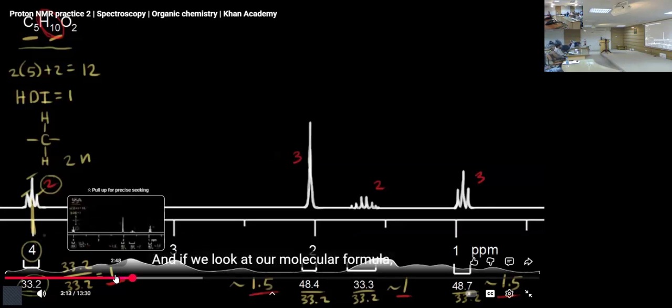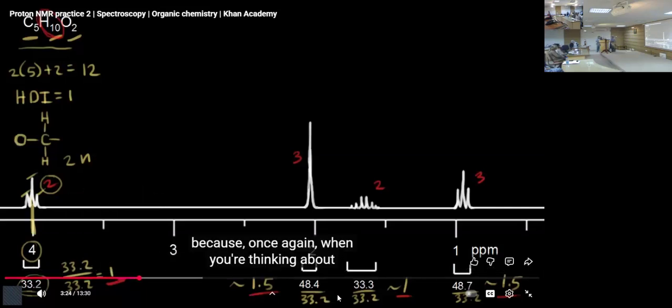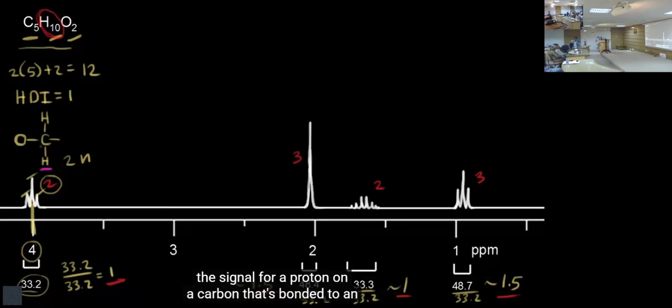And if we look at our molecular formula, we have 2 oxygens here. So I'm going to take one of those oxygens and put that oxygen on that carbon, because when you're thinking about the signal for a proton on a carbon that's bonded to an electronegative atom, you get a chemical shift close to 4 parts per million, because the oxygen is de-shielding those protons. The oxygen is withdrawing electron density. All right, so that's one piece of the puzzle, and let's move on to our next signal.